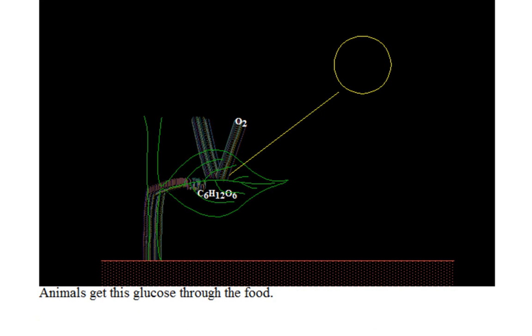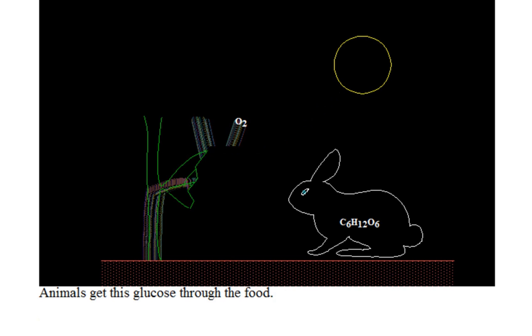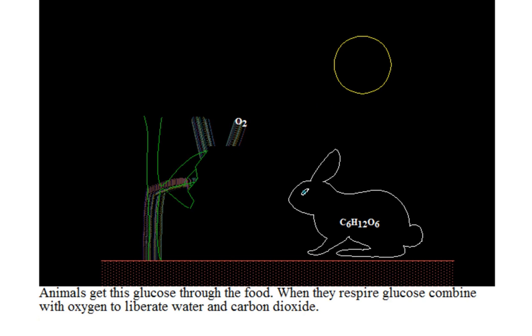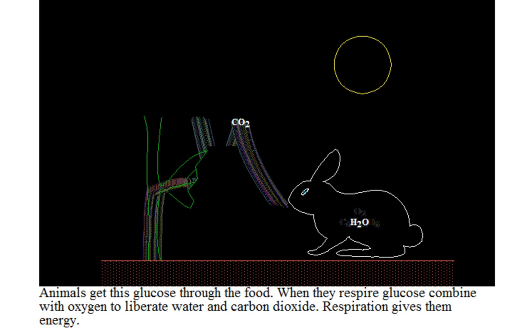Animals get this glucose through their food. When they respire, glucose combines with oxygen, releasing carbon dioxide and water. Respiration gives them energy.